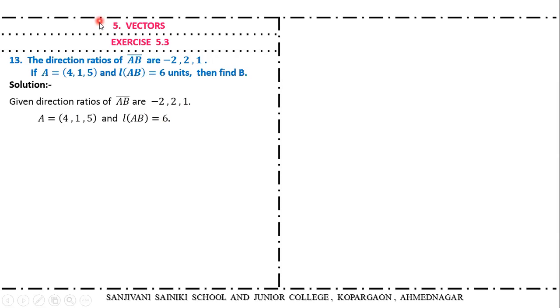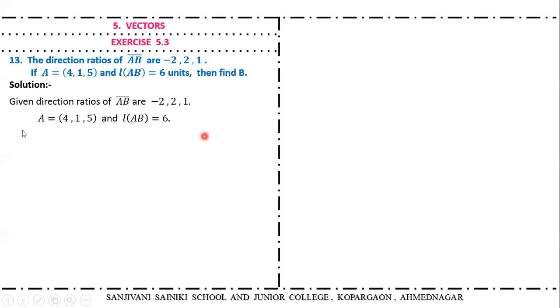Now, what you have given is one line and one point whose coordinates are given, and you have given the direction ratios of this line. We have to find the coordinates of the point which is at a distance of 6 units from the point A.